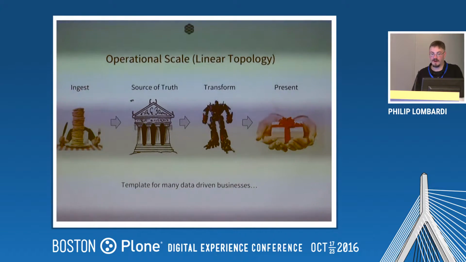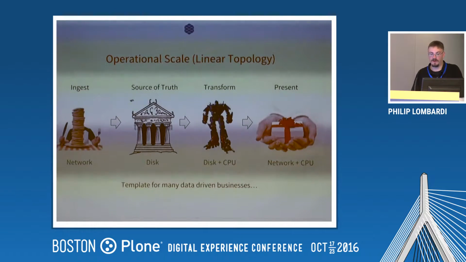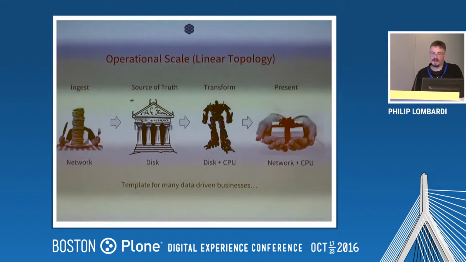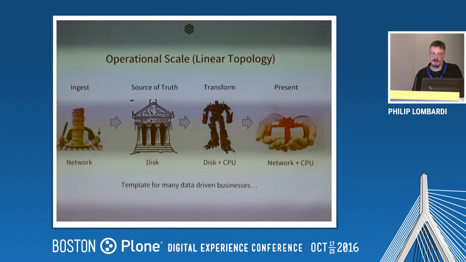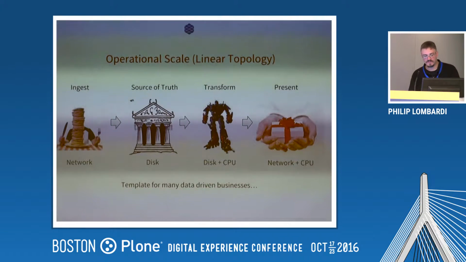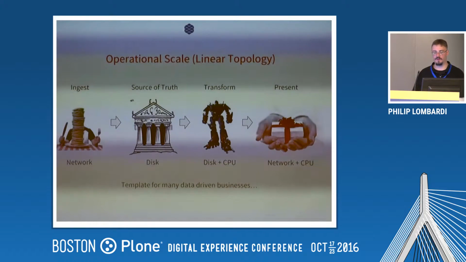And they all have very different operational characteristics. Ingest is network heavy. Source of truth is disk heavy. Transformation is disk and CPU heavy. And presentation is network and CPU heavy. I'm not saying these are absolutes, but that tends to be the case. Point is, though, by splitting it out this way, you can basically optimize for those parts of the system.